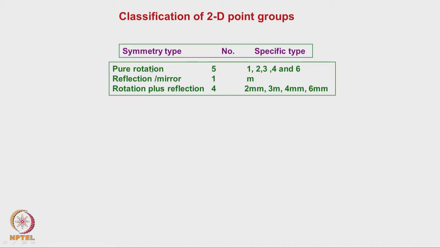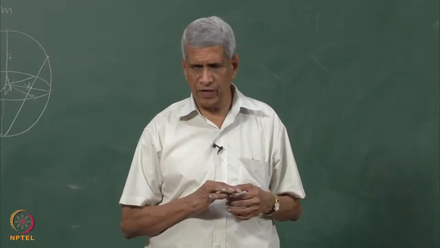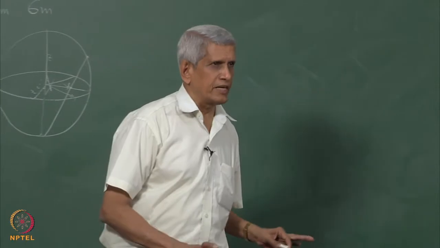So, essentially, in a 2-dimensional lattice, the point group symmetries which we can have are only 10, correct?